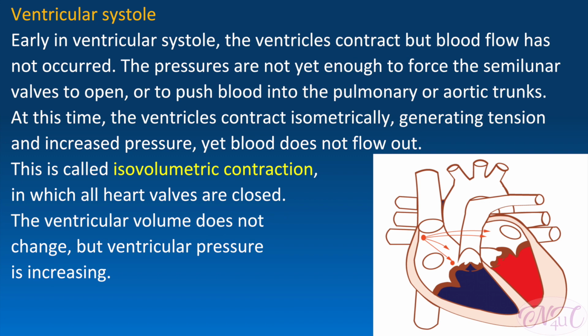Next is ventricular systole. Early in ventricular systole, the ventricles contract, but blood flow has not occurred. The pressures are not yet enough to force the semilunar valves to open or to push blood into the pulmonary or aortic trunks. At this time, the ventricles contract isometrically, generating tension and increased pressure, yet blood does not flow out. This is called isovolumetric contraction, in which all heart valves are closed. The ventricular volume does not change, but ventricular pressure is increasing.